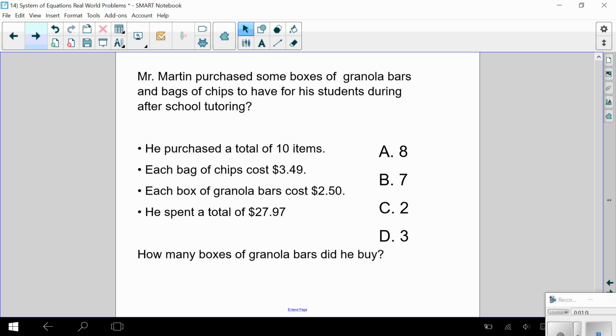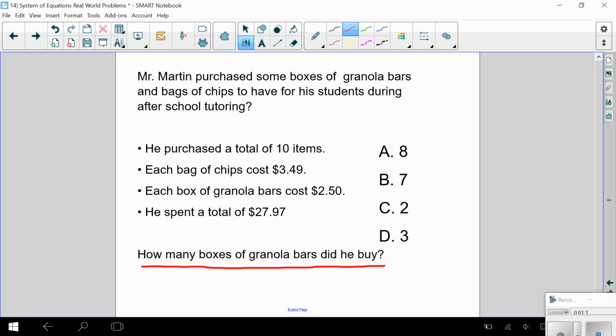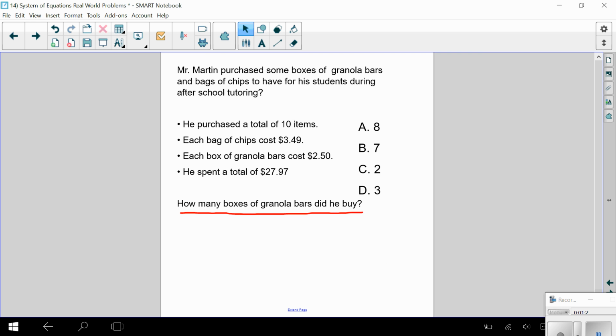What we do, looking at this problem: Mr. Martin purchased some boxes of granola bars and bags of chips to have for his students during after-school tutoring. The question that's being asked is how many boxes of granola bars did he buy? We have two unknowns, so we're going to solve it using a system of equations. The way we begin doing this is we draw a table.